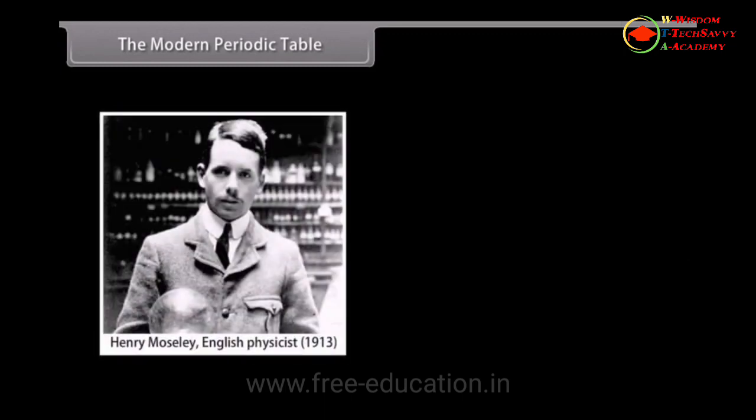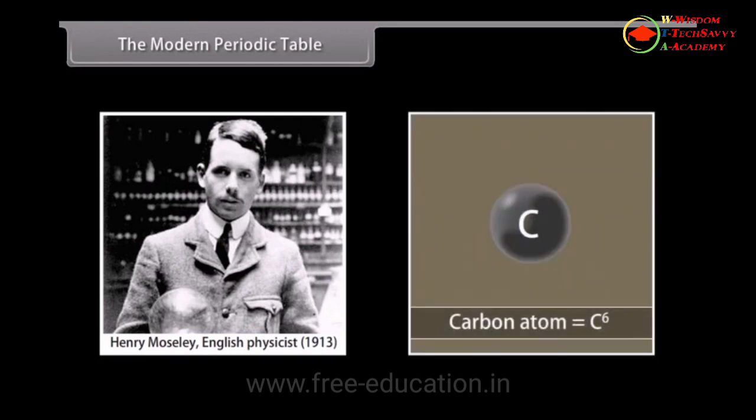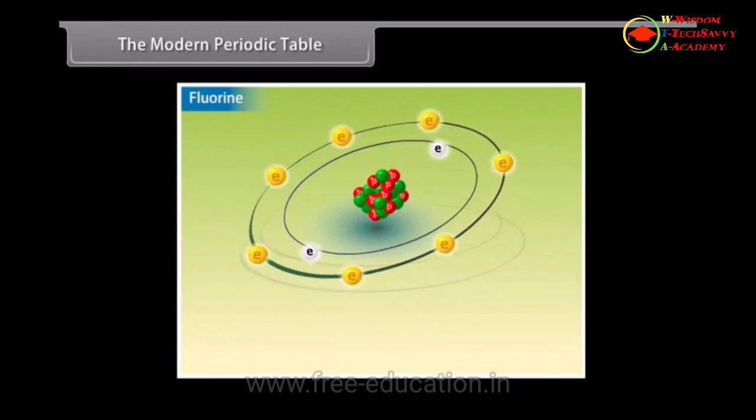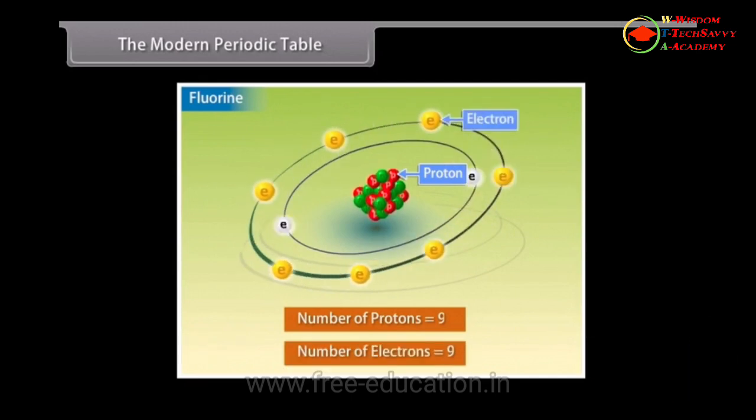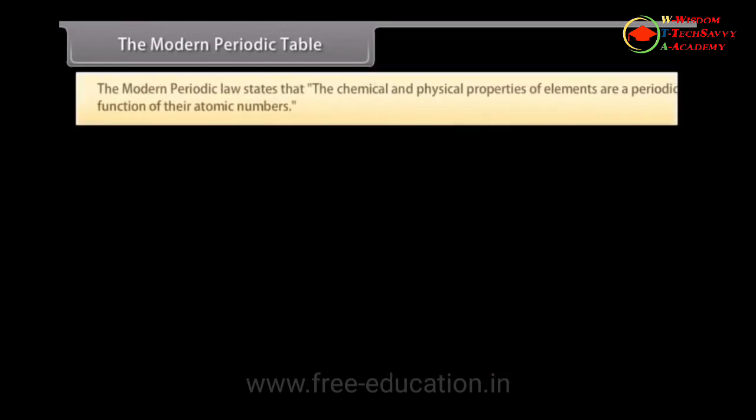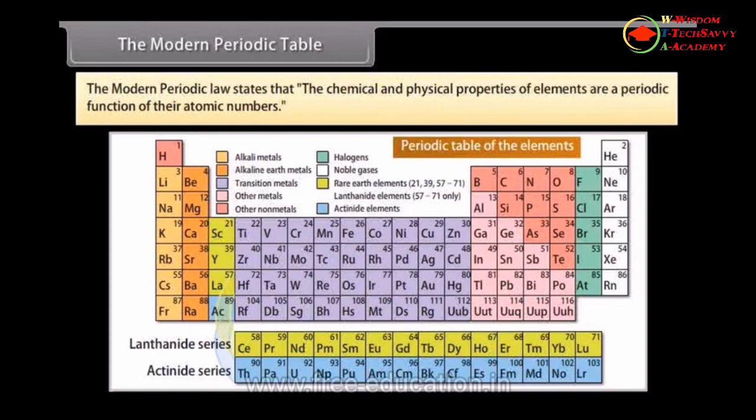The modern periodic table. Henry Moseley, an English physicist, in 1913 discovered that the atomic number is the most fundamental property of an element. Atomic number of an element refers to the number of protons in the nucleus of its atom. The number of electrons in the neutral atom is also equal to its atomic number. This led to a change in the periodic law. The modern periodic law states that the chemical and physical properties of elements are a periodic function of their atomic numbers.